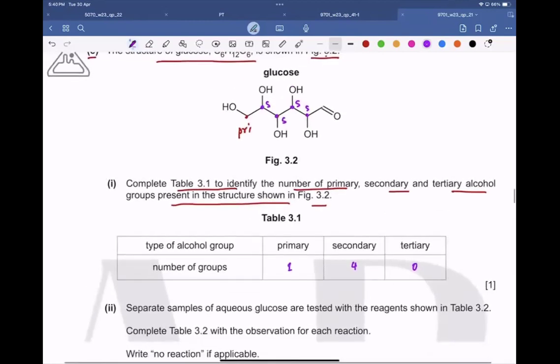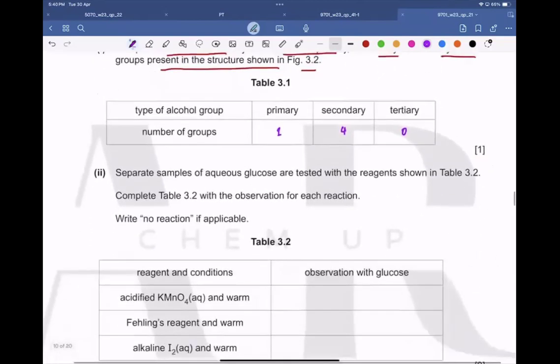And beside this, we have one ketone. Oh, sorry, aldehyde in it. Yeah. Is this clear to all of you?